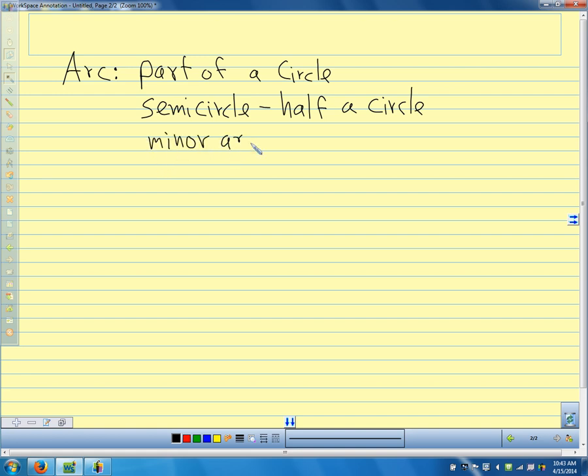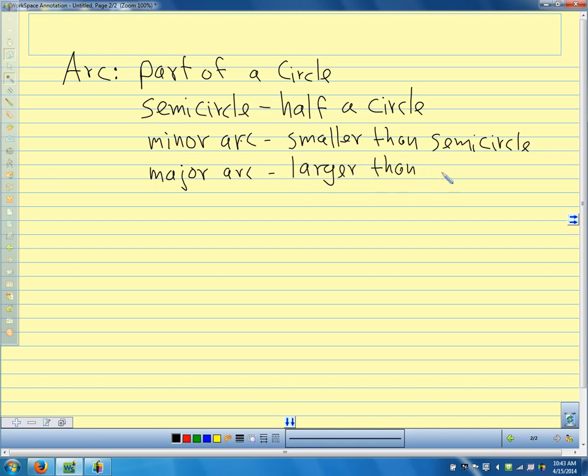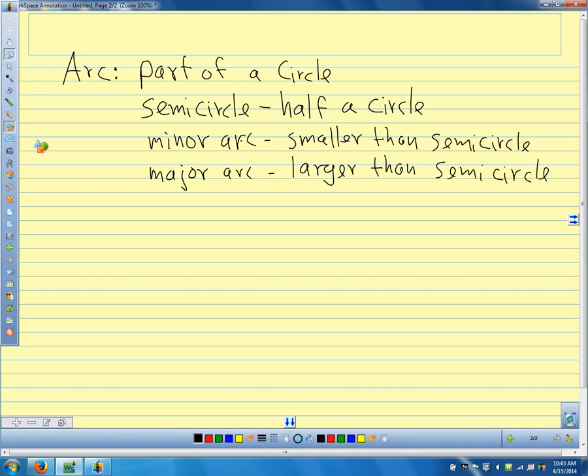A minor arc is smaller than half a circle. And a major arc is larger than half a circle. So let's draw a picture that shows our arcs. And we'll talk about how we name them.